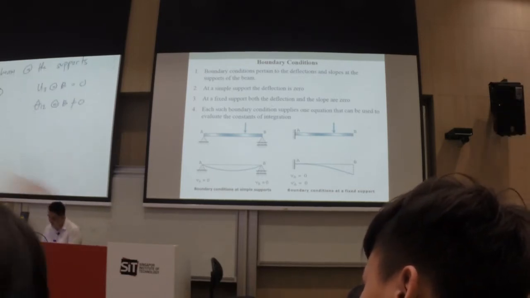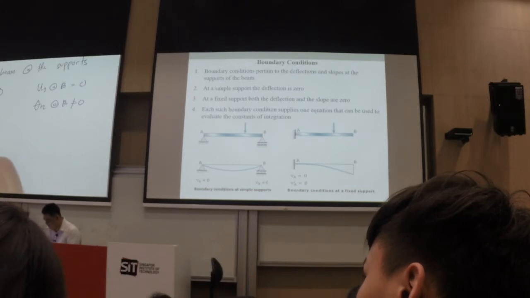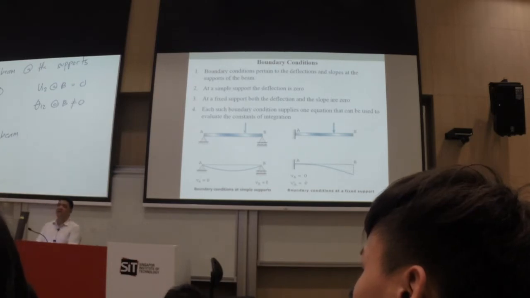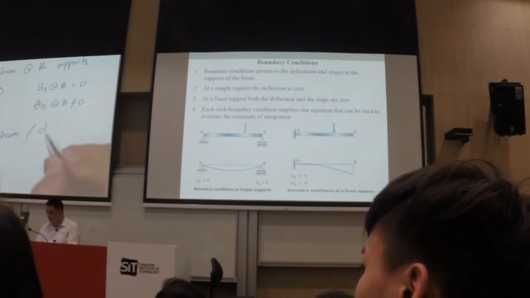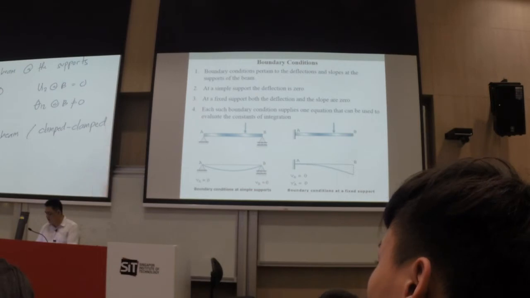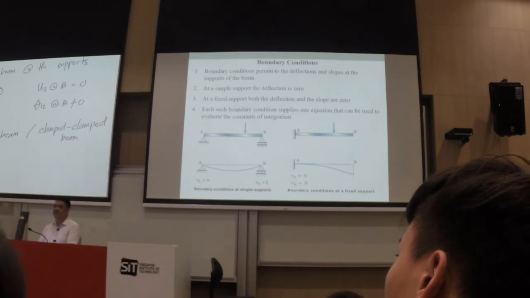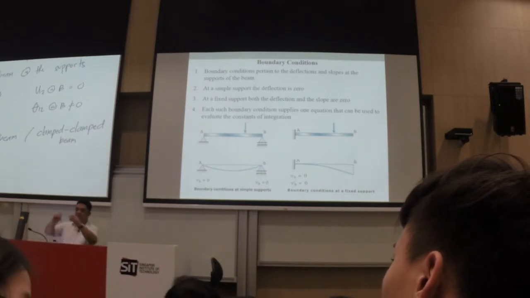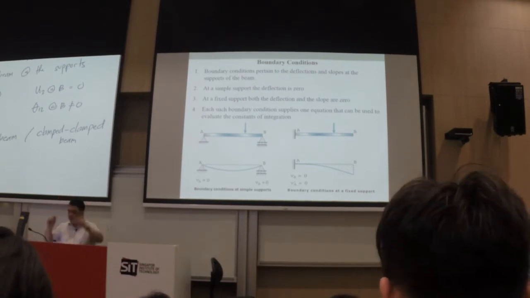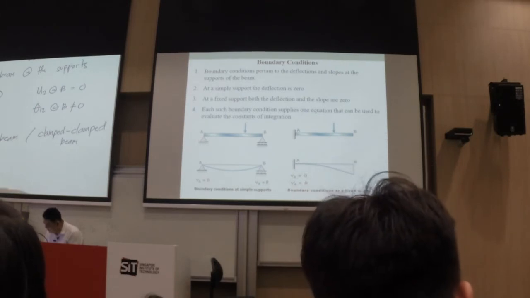So let's look at a fixed support. When I say fixed, I can also say clamped. There are many definitions or descriptions in the literature, on the internet or in textbooks. So when you see fixed, it can also mean clamped, meaning that you're going to fix one side or both sides.